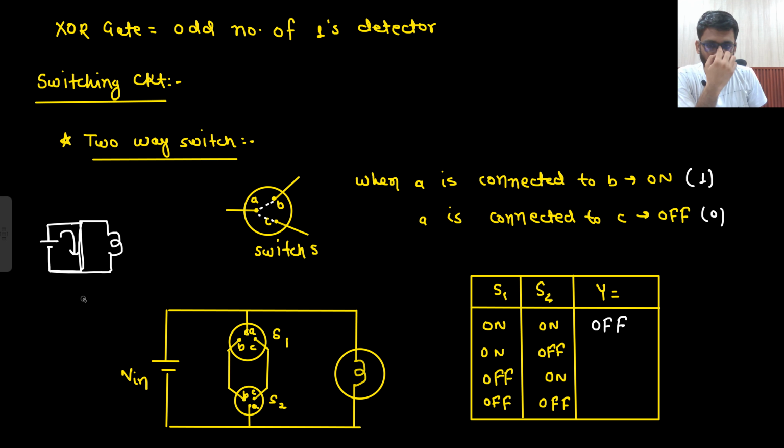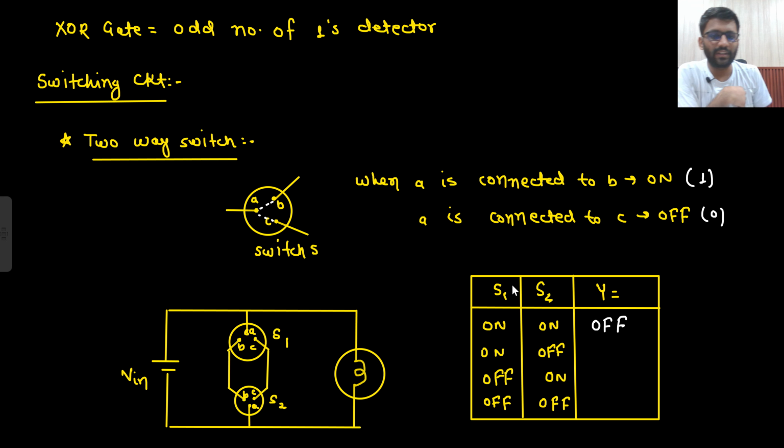Let's do the next one. In the next structure, S1 is on and S2 is off. So A is connected to B, but S2 is off, which means A is connected to C.